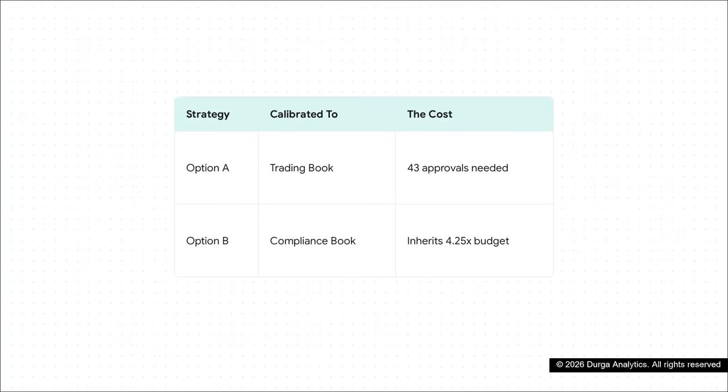But let's look at the operational reality of applying a single limit framework to both of these books. A single framework has to be calibrated to one of the two. If you choose option A and calibrate to the trading book's delegated authority, the compliance desk is forced through a brutal administrative nightmare just to meet its statutory obligations. But if you choose option B and calibrate to the compliance book, well, you just handed the trading desk 4.25 times their intended risk budget.